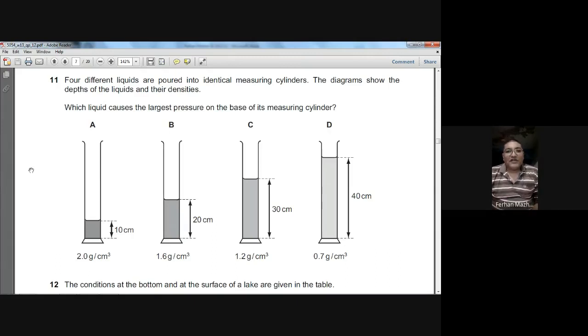Pressure of A will be rho g h, where rho stands for the density of the liquid, g is the gravitational field strength, and h is the vertical height of the column of the liquid. You know the vertical height, for example, in cylinder A, the vertical height is 10 centimeter. The value of the density is 2 grams per cubic centimeter.